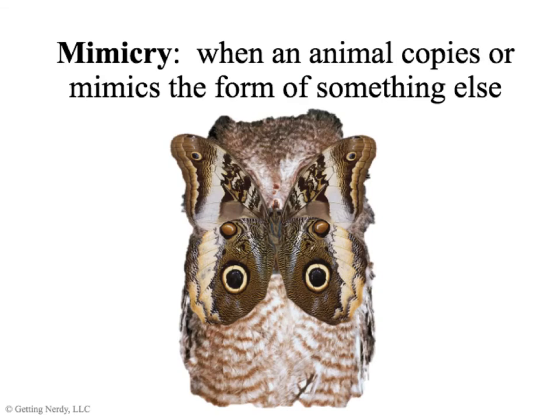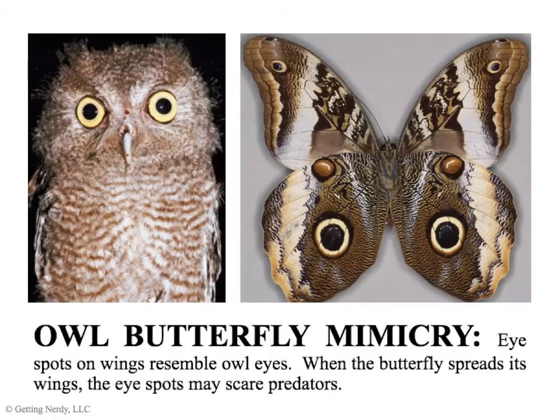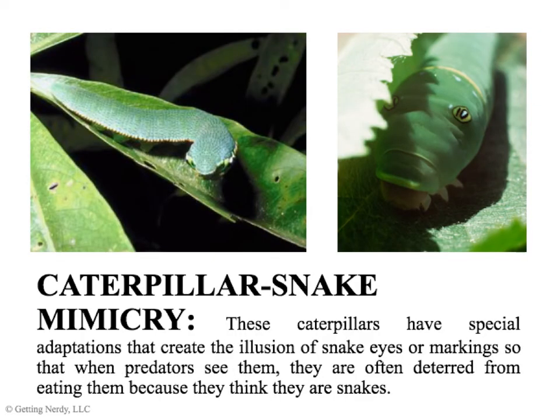Mimicry. This is when an animal copies or mimics the form of something else. The owl butterfly mimicry. The eye spots on the wings of the butterfly, so looking at these eyes right here, resemble owl eyes. So when a butterfly spreads its wings, the eye spots might scare predators off, and so the butterfly can get away. You'll see this caterpillar snake mimicry. The caterpillars have a special adaptation that creates the illusion of snake eyes or even markings, so the predators stay away.